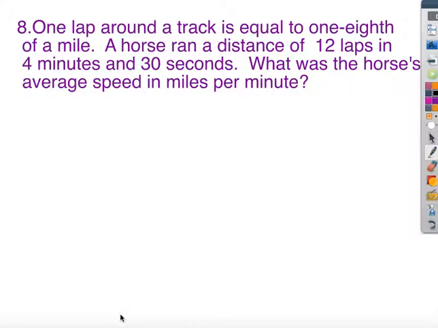1 lap around a track is equal to 1/8 of a mile. A horse ran a distance of 12 laps in 4 minutes and 30 seconds. What was the horse's average speed in miles per minute?